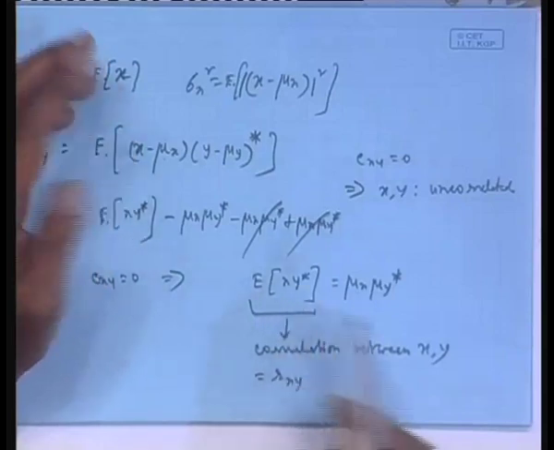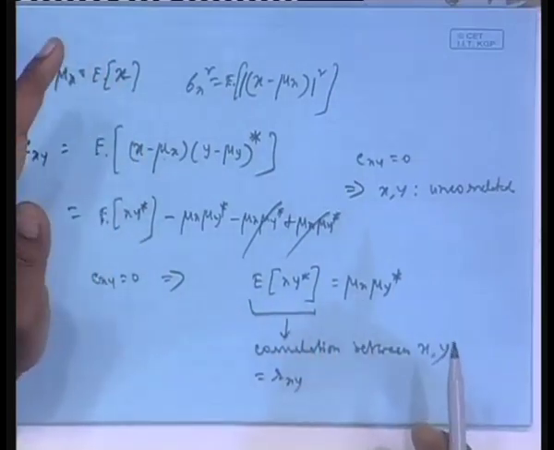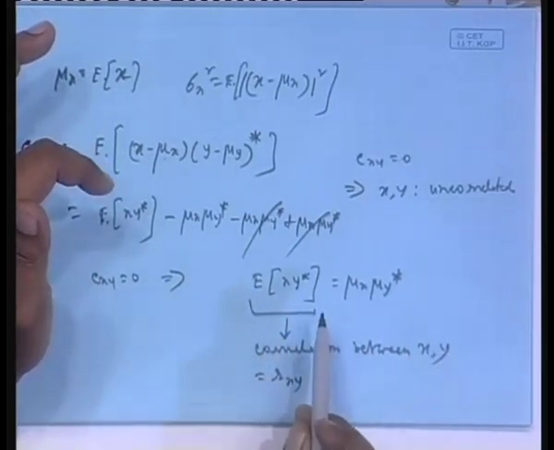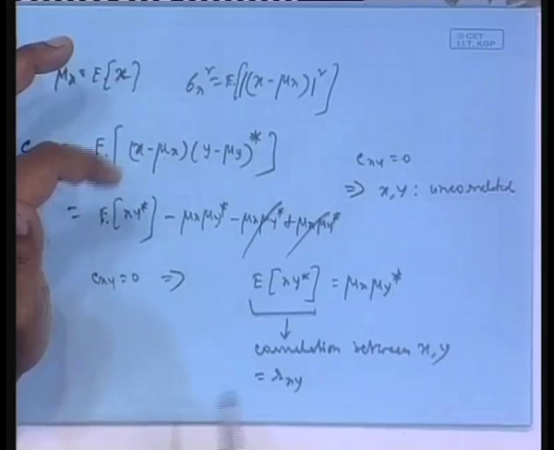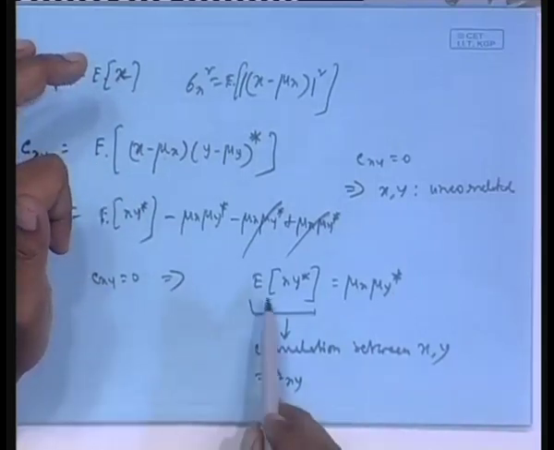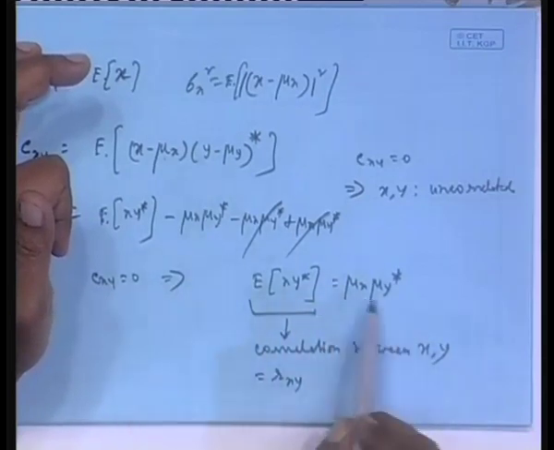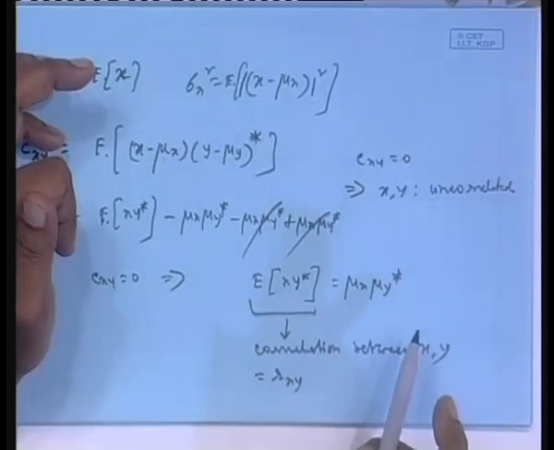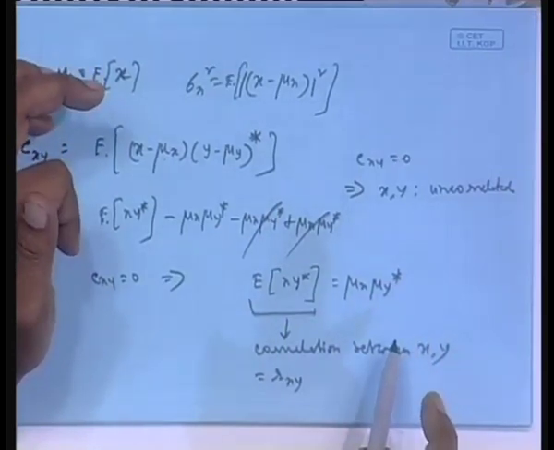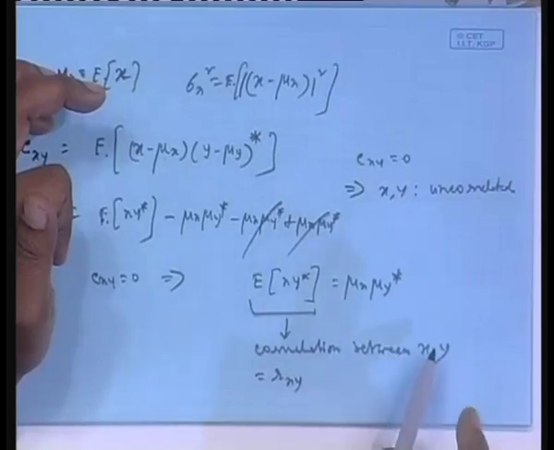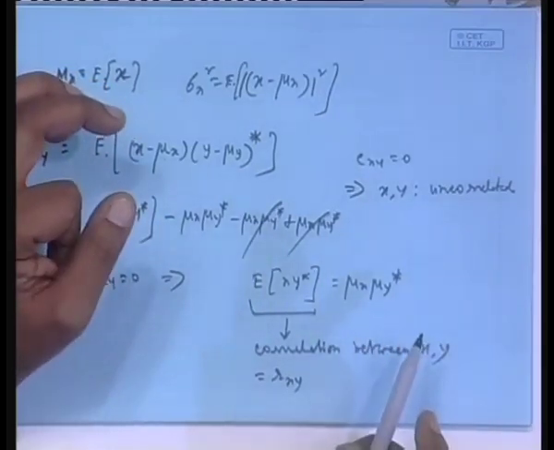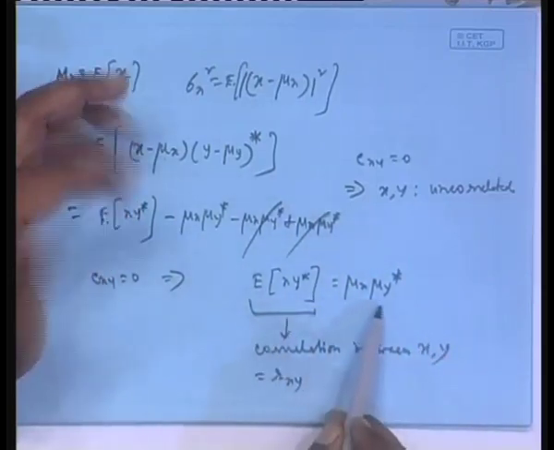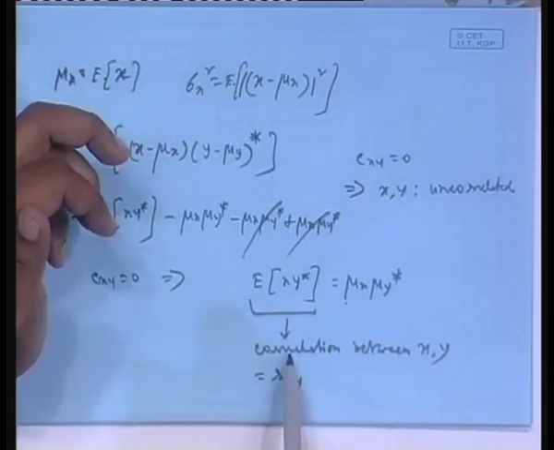Of course, for real variables, x y and y x are the same, no conjugate and all that, so you get the same thing. But for the complex case, x y star and y x star are two different things. So if two random variables are uncorrelated, then their correlation is the product of their means, the first one as it is, the second one conjugated. Often we deal with zero mean random variables. In that case, if two zero mean random variables are also uncorrelated, that means correlation will be equal to 0, because 0 into 0.